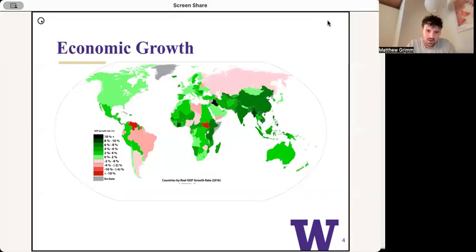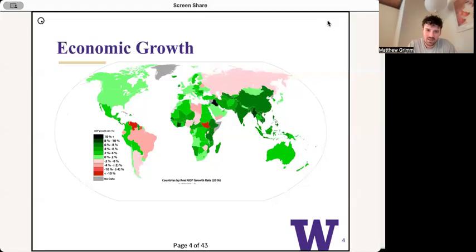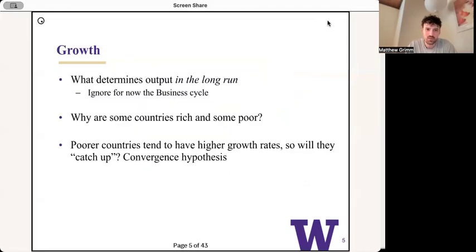Here is another graph. We just have different axes as before, so the colors are less defined. Now we're looking at 2016. It paints pretty much a similar picture, with a couple exceptions. Today, like I said, we're talking about growth. So we're going to talk about what determines output in the long run. For now, we're going to ignore the business cycle that we talked about in week two.